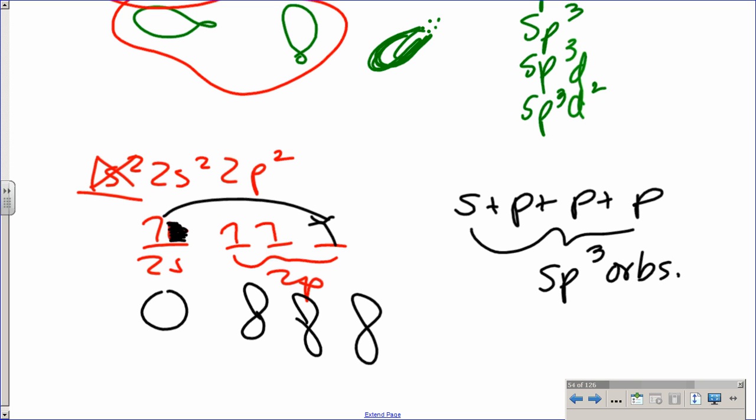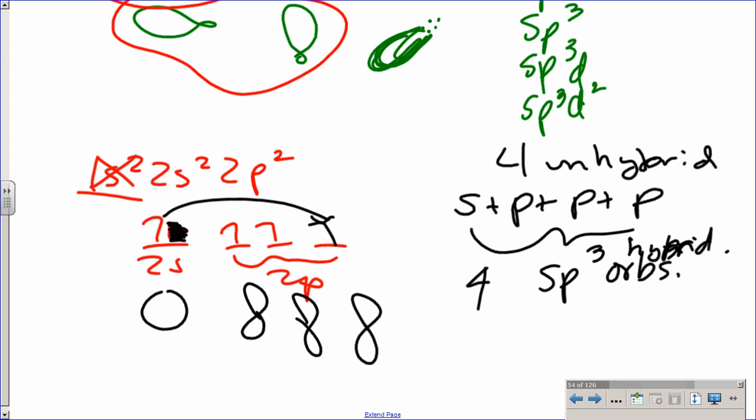But how many orbitals did I smush together up here? I smushed together 4, so how many hybridized orbitals did I form? 4 again, because I can't eliminate orbitals, because I've got electrons to hold. I can't just take them away. They're still there, but I've just made them look different. So I took 4 unhybridized orbitals, and I made 4 sp3 hybridized orbitals. It's just we call them something new now.